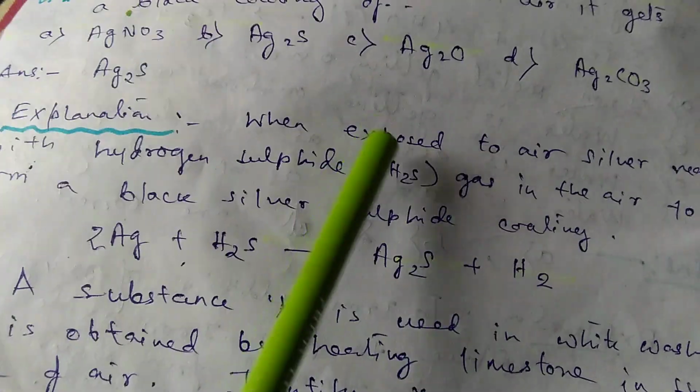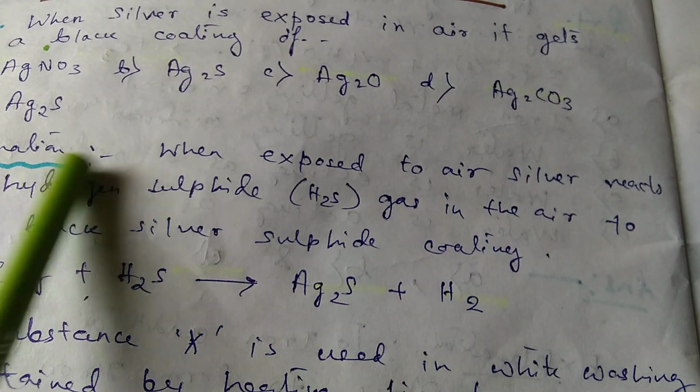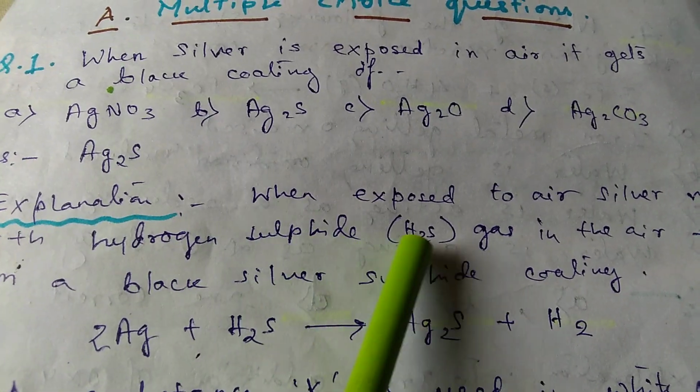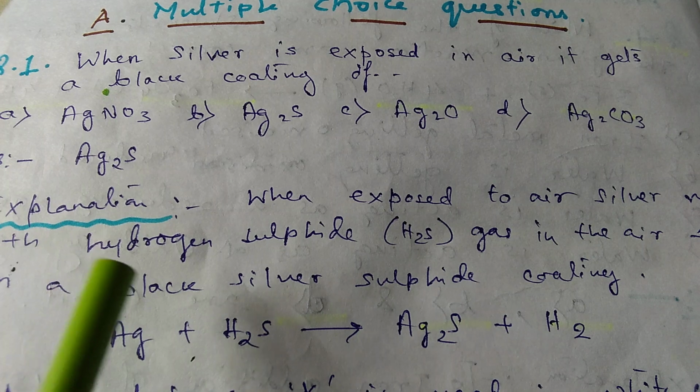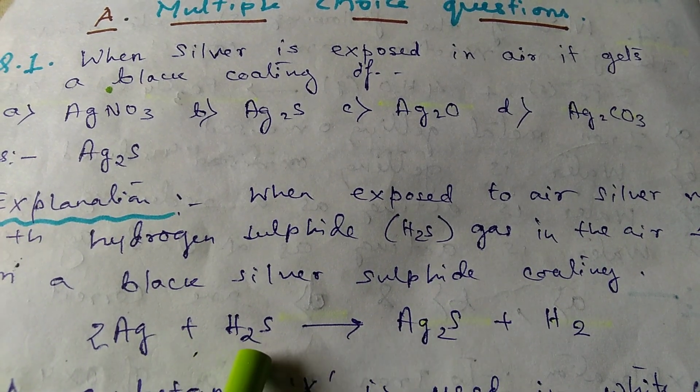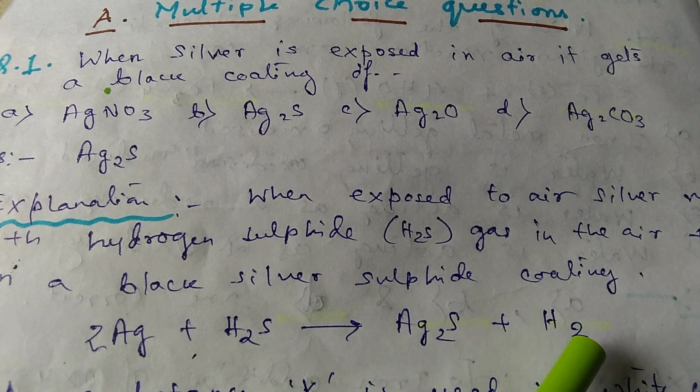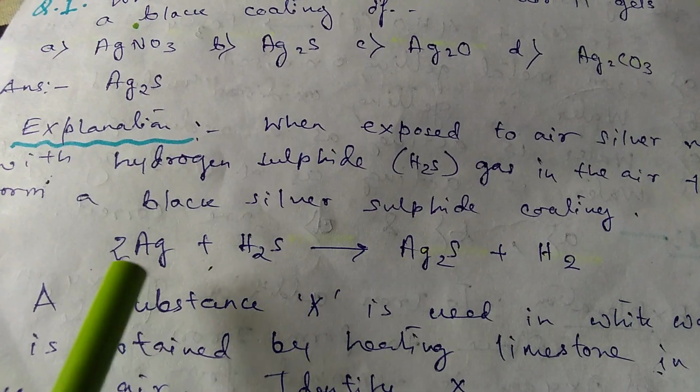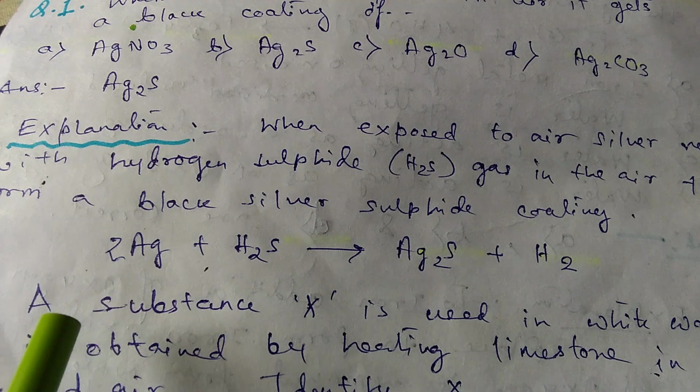Why? Because when exposed in air, silver reacts with hydrogen sulfide gas present in air to form black silver sulfide coating. Okay, the reaction is silver reacts with H2S to form silver sulfide and hydrogen. This is the reason why silver on exposing to air gets a black coating.